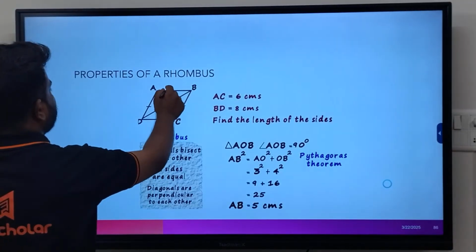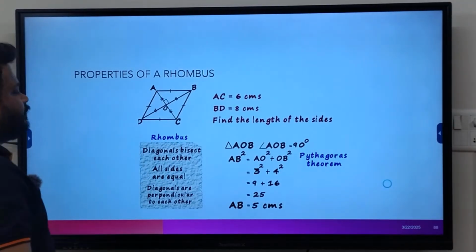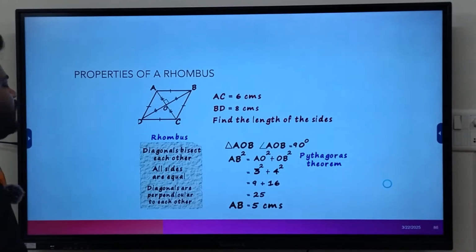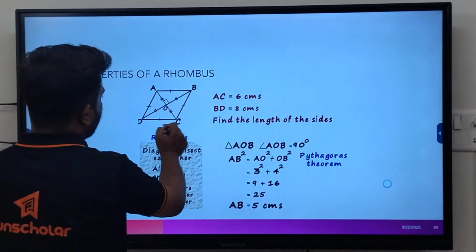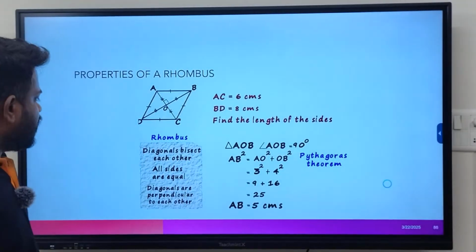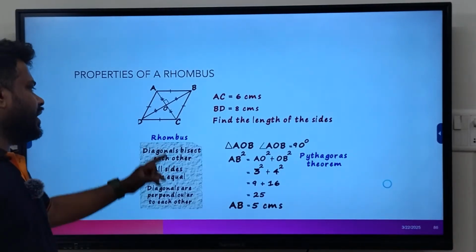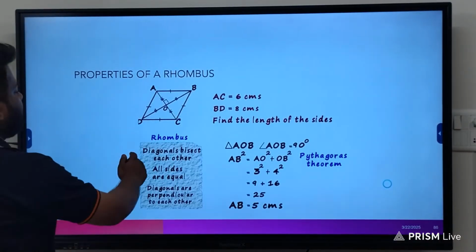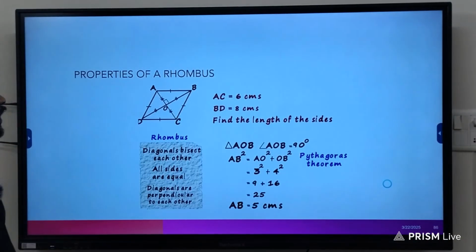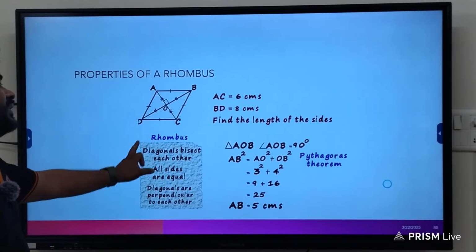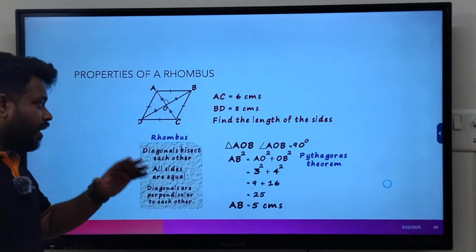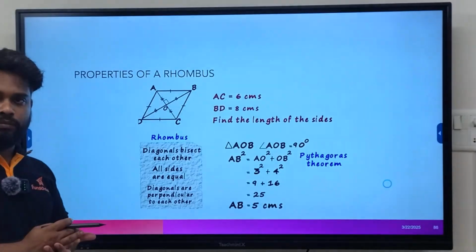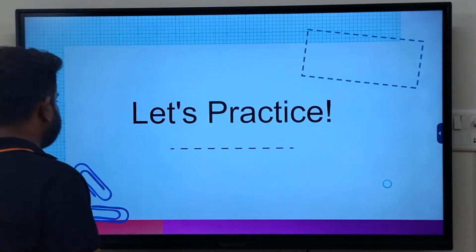So from these two we will get the side of this one, and if we get the length of this side, we can always tell that all lengths are the same for a rhombus. So every side of the rhombus can be calculated just like this. Diagonals bisect each other, all sides are equal, diagonals are perpendicular to each other. So these are the properties using which we can calculate anything of a rhombus, right? Okay, let's go to the next one.